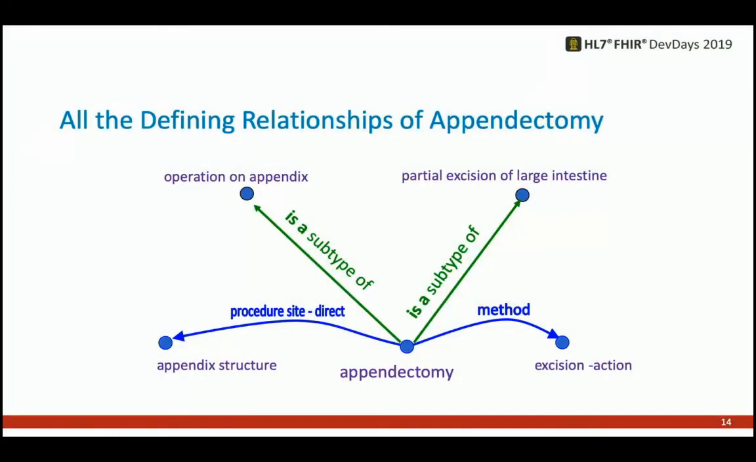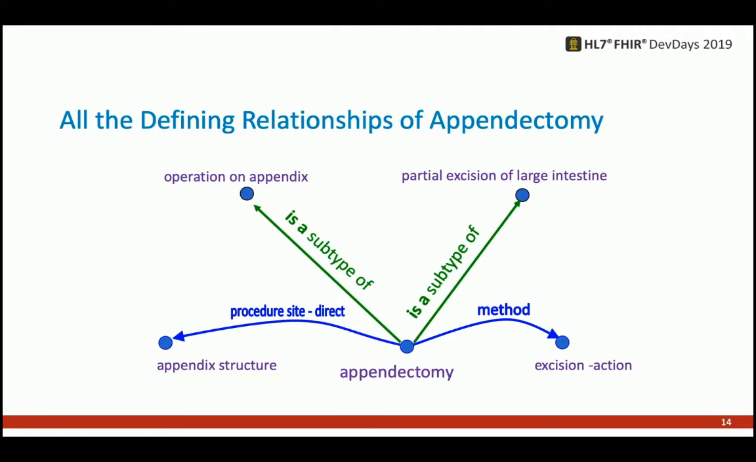And then that starts to look at the defining relationships of appendectomy here. It's an operation on the appendix, it's a partial excision of large intestine, it happens on the appendix structure, and it's an excision. Now this is a fully defined concept. All of those must be true, and you have that very specific clinical disorder, that procedure that you've recorded against a patient record. And it comes back down to this machinable. There's no ambiguity in here.